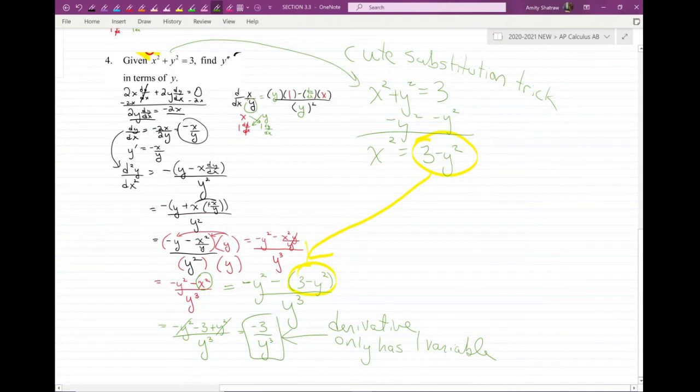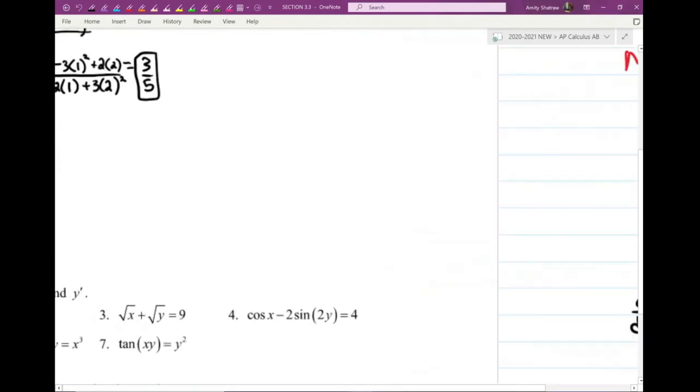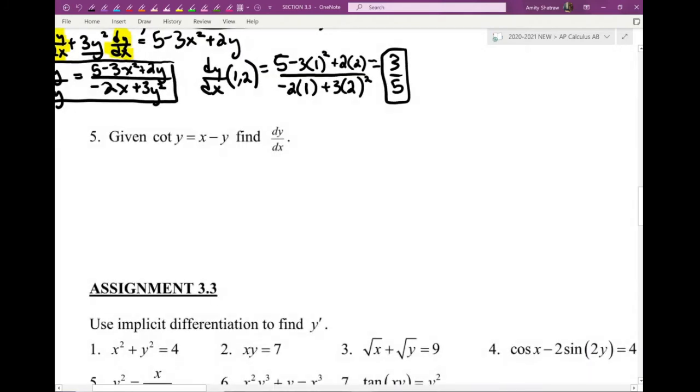So please forgive me, but I did want to double check my answer and make sure that I'm 100% certain that it is correct, and it is. When I was looking back at these notes, I'm writing down that what I'm doing here is a cute substitution trick, and the reason is that the second derivative only has one variable in it now. So for number 5, then, given cotangent of y equals x minus y, find dy dx.